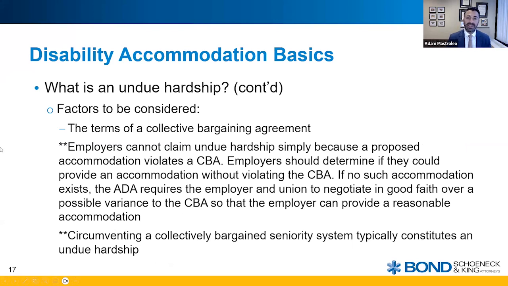Another thing that's particularly relevant for healthcare employers are the terms of a collective bargaining agreement. So I should note that employers can't claim undue hardship simply because a proposed accommodation violates the CBA, but that's certainly evidence. Case law has told us that circumventing a collectively bargained seniority system would likely constitute an undue hardship. So that in and of itself may be enough to establish an undue hardship.